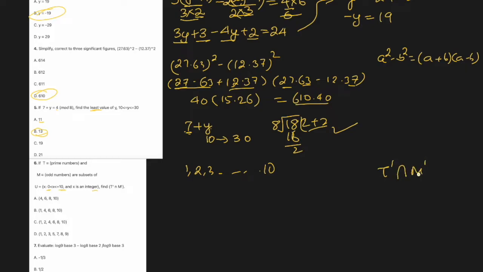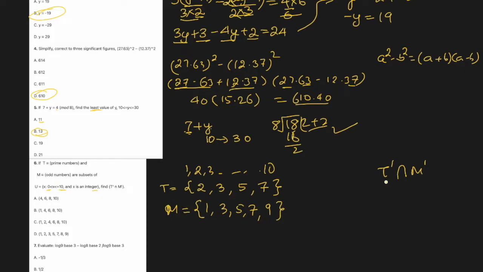A Venn diagram will help us, or rather let me write the sets only. T is the prime numbers. We know that 2 is a prime number, 3 is a prime number, and 5, 7. These are the prime numbers. Odd numbers, the name of that set is M. They are 1, 3, 5, 7, 9. 10 is not odd.